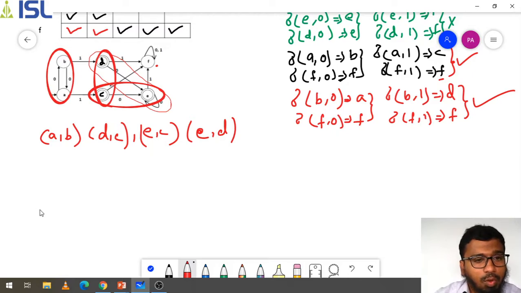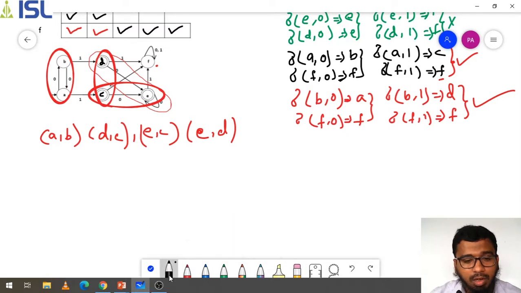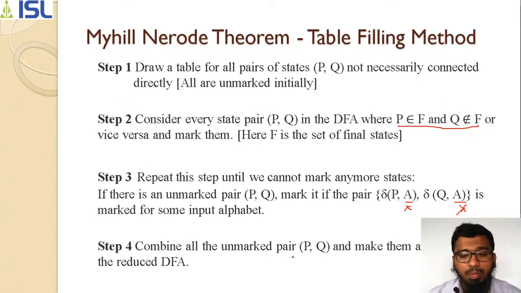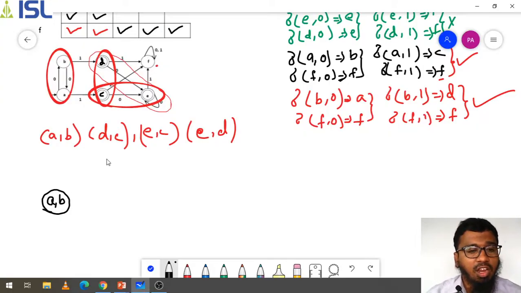So here we need to make, is there any confusion here in A and B? We don't have any confusion, this is separate. So make A comma B one state here. Okay, A comma B is one state. Next, can you see there are so many combinations here. So for that reason we need to see D with C, and D is with E also, and E is with C also. So all of these are combined. So what we need to do here is combine all the unmarked pair P comma Q and make them a single state in the DFA.